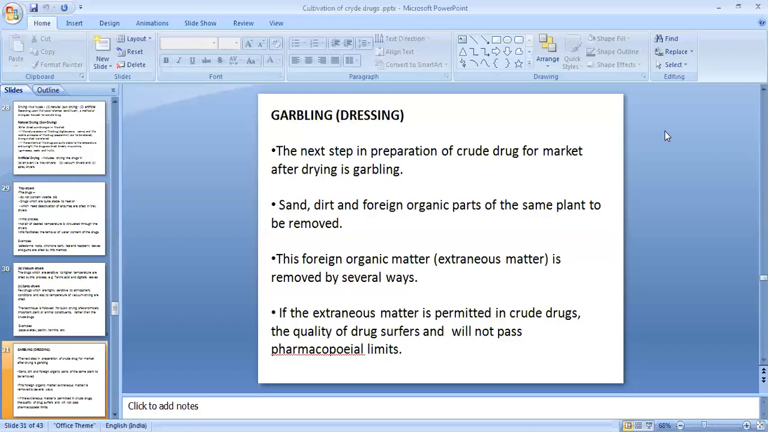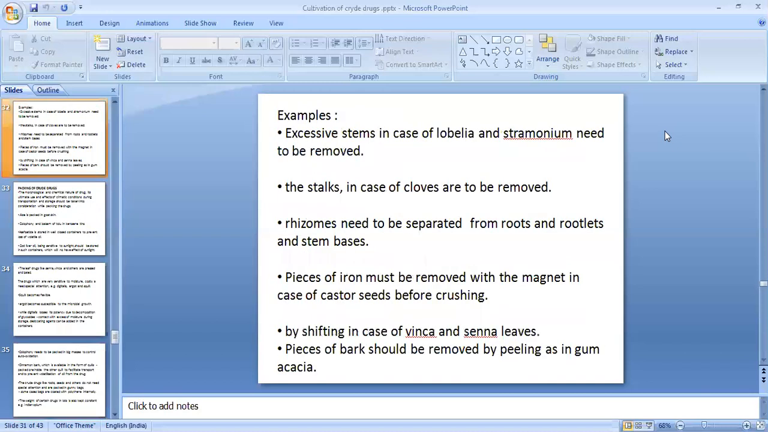And these are removed by many of the ways. And sometimes if the presence of this foreign organic matter or extraneous matter is permitted, it will affect the quality of the drug and it will not pass the pharmacopoeial limits. That's why you have to take into account that removal of the sand or dirt or foreign organic matter is an important criterion.